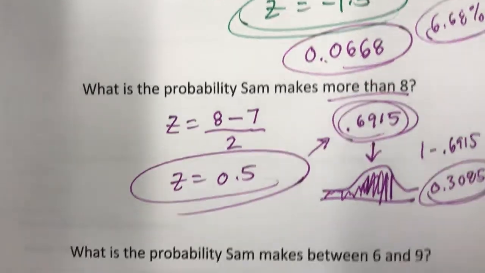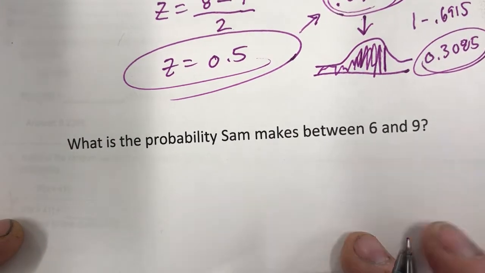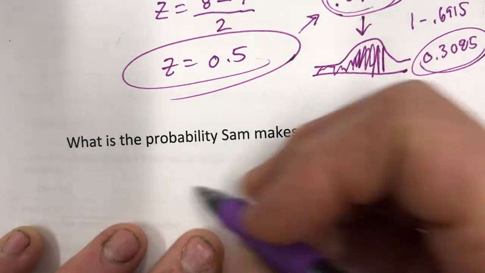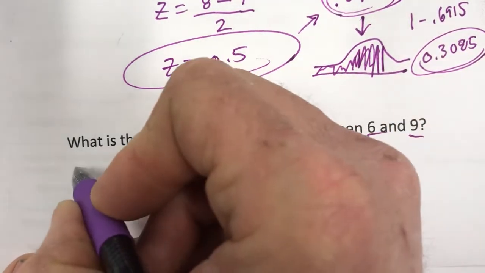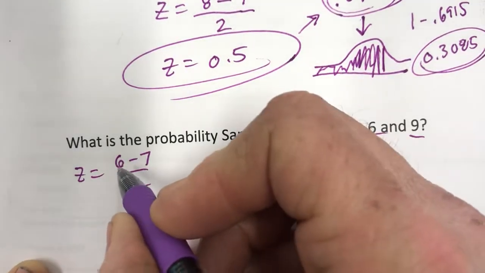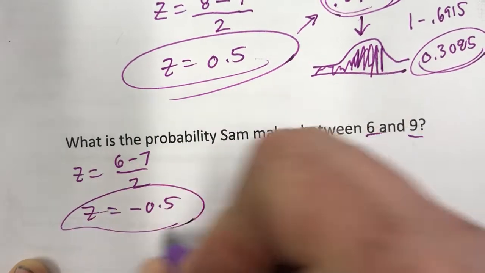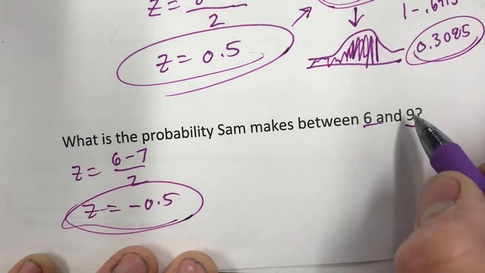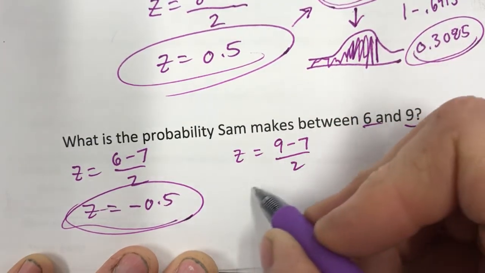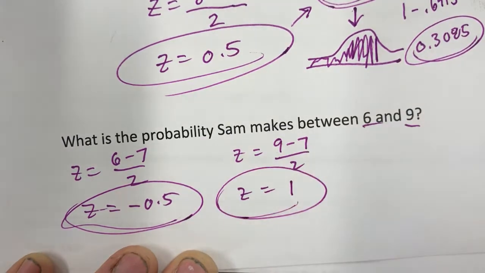Okay. In the third kind of case, what's the probability that Sam makes between 6 and 9? Between 6 and 9, what's his probability of doing that? I'd say it's pretty high. But here we have to find a z-score for both of these. So my z-score of 6 is 6 minus 7 divided by 2, which is negative 0.5. There's my z-score for that one. And then for 9, z would be 9 minus 7 divided by 2, which is 1. So there's my two z-scores.